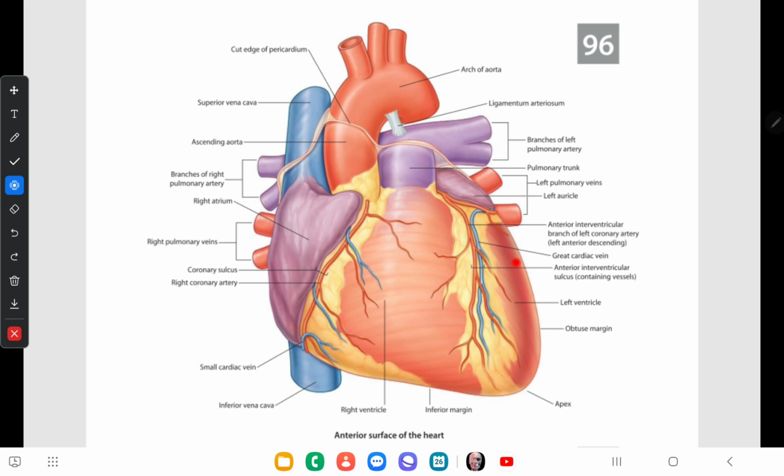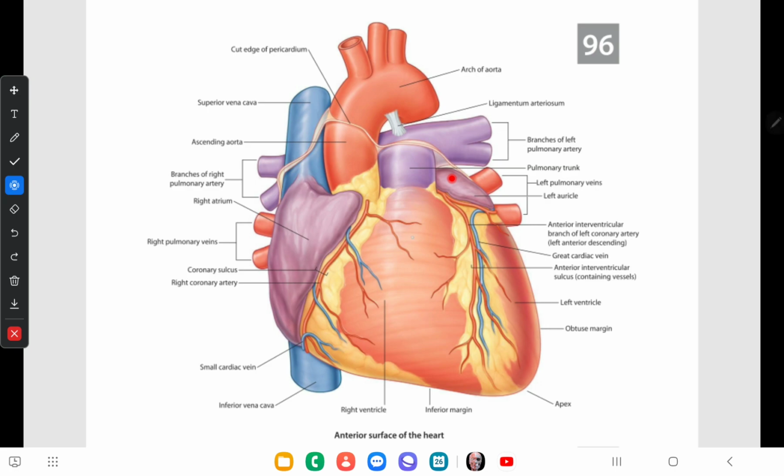It is mainly formed by the right atrium and the right ventricle, and you can also see part of the left ventricle as well as part of the left atrium, which is the left auricle. The right border is formed by the right atrium and the left border is formed mainly by the left ventricle, and part of the left atrium, the left auricle, also involved in formation of the left border of the heart.